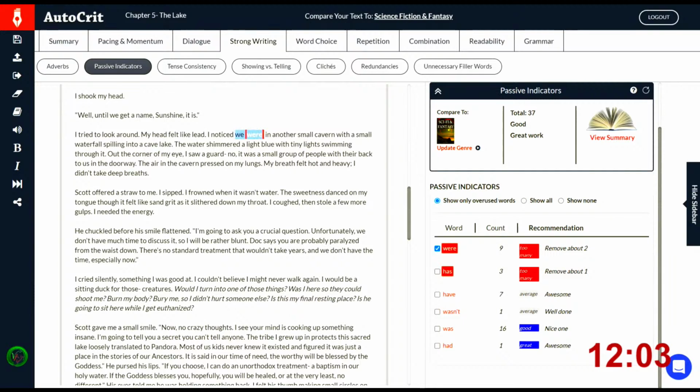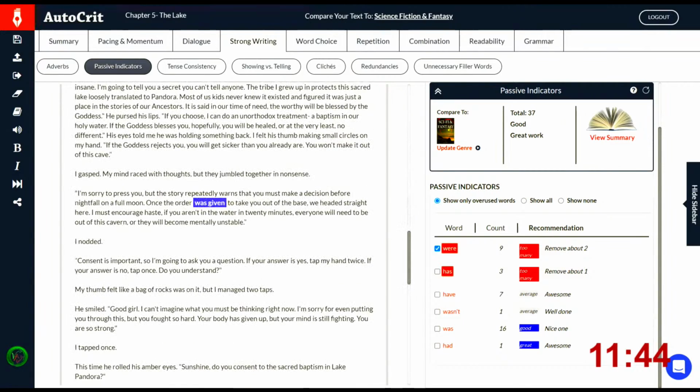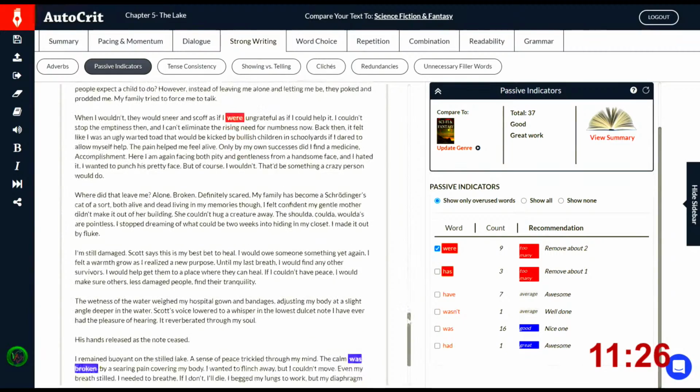Noticed our group stood in another small cavern with a small waterfall spilling into a cave lake. There we go. Done and done. What else? Once the order was given to take you out of the base. Oh, so he is talking on this one. So once the order was given to take you out of the base, we headed straight here. Okay, so I'm going to keep it because it is part of his voice and how he talks.